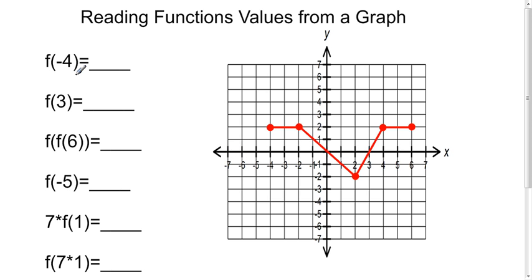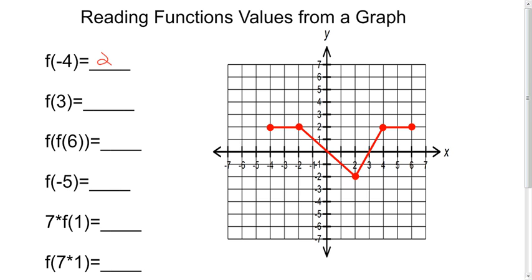So if I want f at -4, the output where -4 is the input, I go to the x-axis for -4, because that's the input, then go up to the graph and read its output value, which is the y value. So in this case, f at -4 is going to be 2.